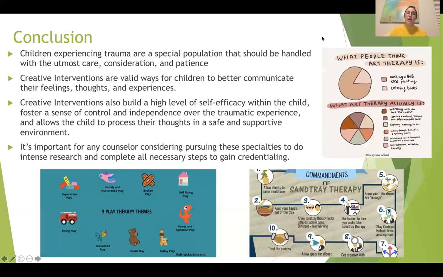So in conclusion, children experiencing trauma are a very special population, and they should be handled with the utmost care, consideration, and patience. Obviously, I can imagine none of you would disagree with that, because children really are the future of our world, and children lack a lot of resources that us adults have. And so it's important that we as counselors, or just as human beings, are advocates for children, because they deserve to have their voices heard and they deserve to be treated with the highest level of care as well.